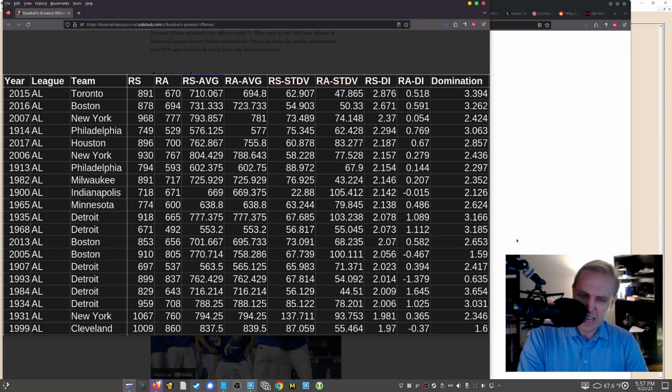Haven't gotten to this point yet in my blog, but we're going to get to the point where we start talking about the simulation results and some of the problems that came up with that. But the truth is that the 2006 Yankees did have one of the most dominating offenses in the history of the American League.